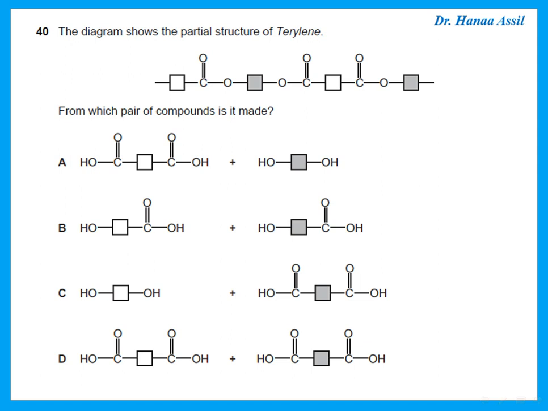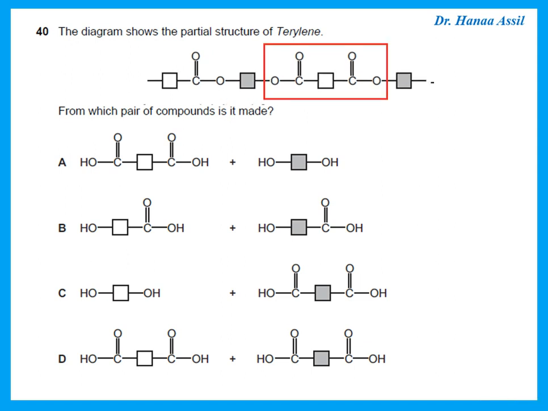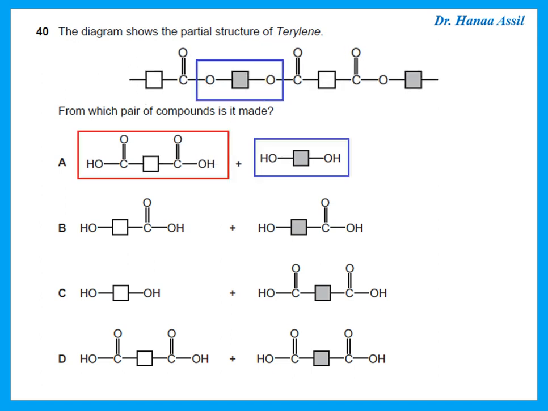Last question. The diagram shows the partial structure of Terylene. From which pair of compounds is it made? It's very important to pay attention to the shaded boxes and the white boxes, and which one is shaded and which one is white. You can see that the first part that has a white box has the acids on both ends, while the shaded box has the alcohol part on both ends. So actually your answer is A.